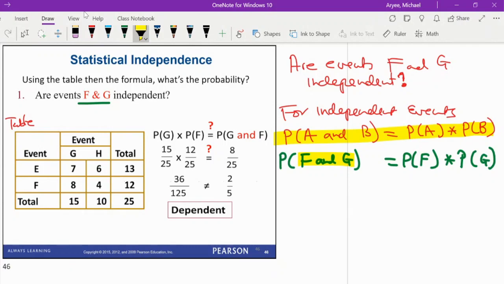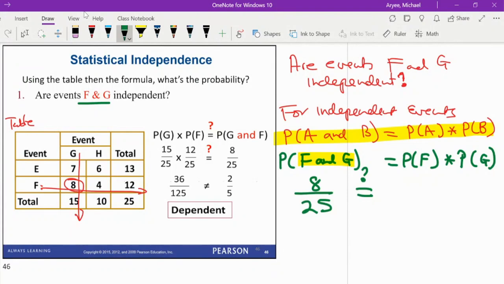F and G. Does F intersect G? Let's see. F goes this way, G goes that way. Where do they overlap? At 8, right? So F and G is 8 over 25. That is F and G. Now you want to check whether, so let me put a question mark here.